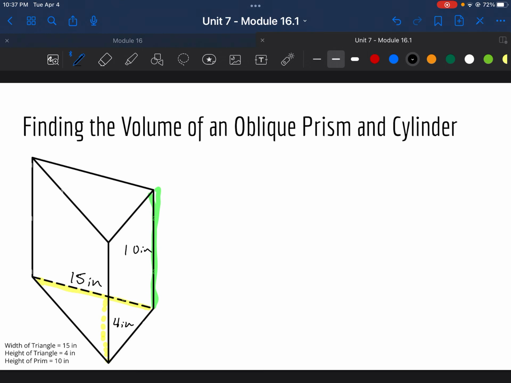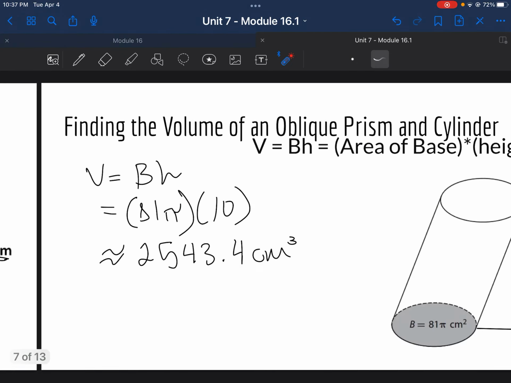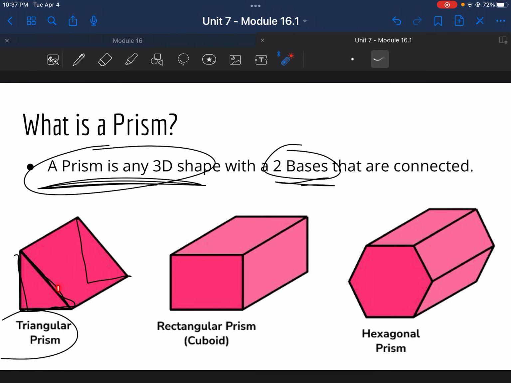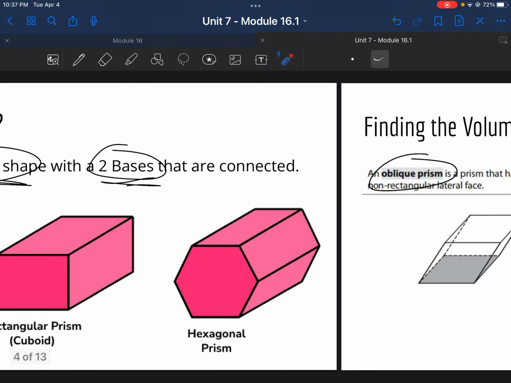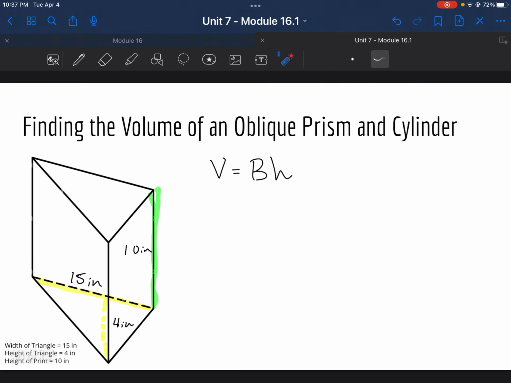10 inches. Alright. So we are doing the same thing as before. The volume is going to be equal to the area of the base times the height, big B times the height. This right here, what type of prism is it? If we go all the way back to the beginning, what type of prism is it? It's a triangular prism because it has two bases that are triangles. So we need to find the area of the triangle, because that's the base.